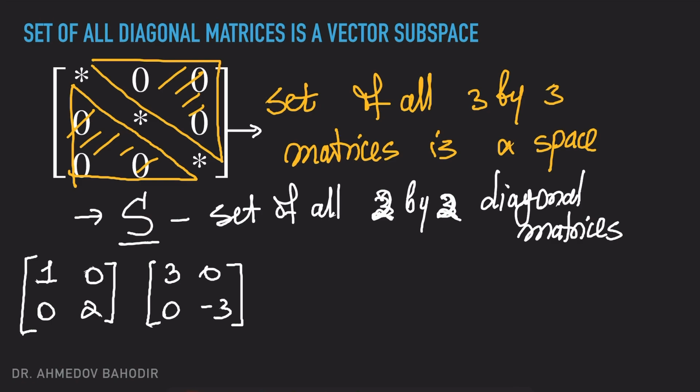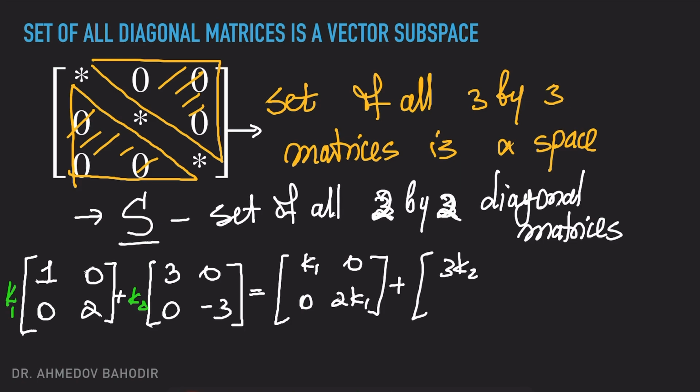So I've got these two diagonal matrices. Any linear combination of these two diagonal matrices is going to be again a diagonal matrix. I can multiply the first one by k1, the second one by k2, and if I add them, you would get a diagonal matrix with k1, 0, 0, 2k1 for the first one, and 3k2, 0, 0, minus 3k2 for the second one, right? Which is again a diagonal matrix.